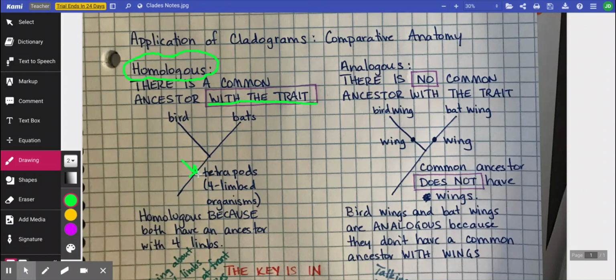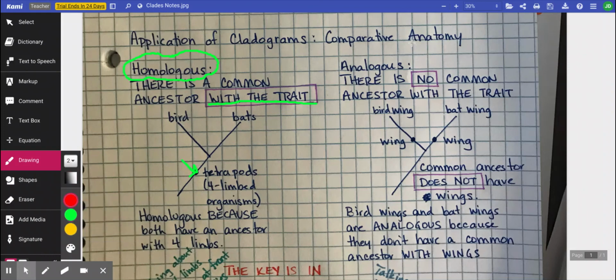came from a pretty long time ago. And so they branched off after this ancestor. That means that there's some other characteristic up through here that distinguished them. Okay? But they both share this characteristic. So the front limb of the bird and the front limb of the bat would be homologous structures because they both have an ancestor with four limbs.